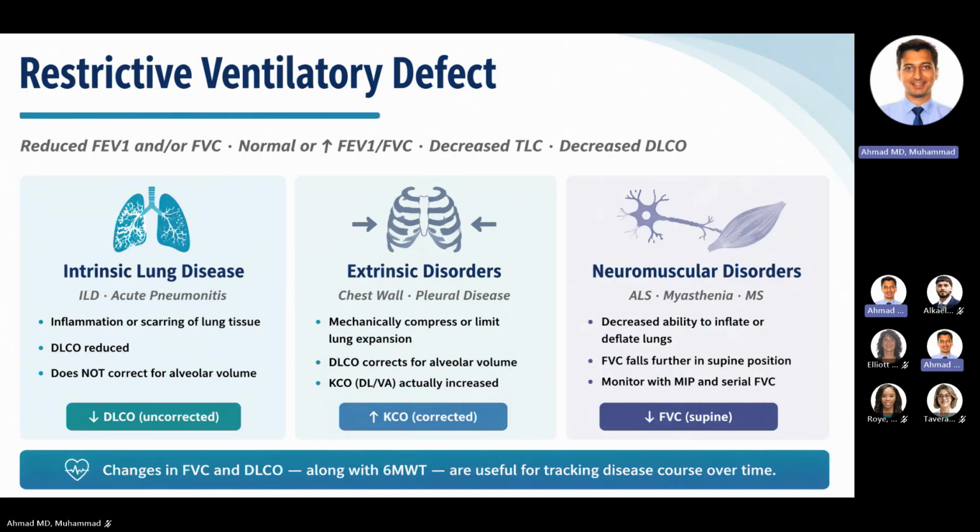In restrictive lung disease, you look at the diffusion capacity. If the diffusion capacity is reduced, it suggests interstitial lung disease as the cause of the restriction. In individuals with restrictive lung disease with a decreased total lung capacity, you look at the diffusion capacity, and if the diffusion capacity corrects for alveolar volume, it means that they have a disease outside the interstitium causing their restriction, such as chest wall or pleural disease. And in individuals with neuromuscular disease where you have restriction, their diffusion capacity is usually normal, and the FVC will fall when they lie supine.